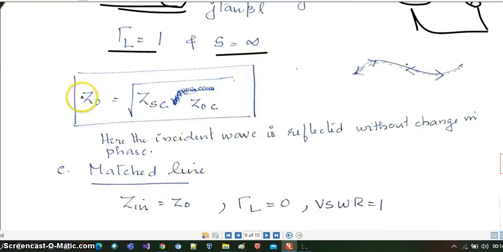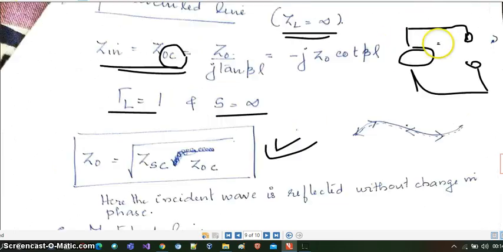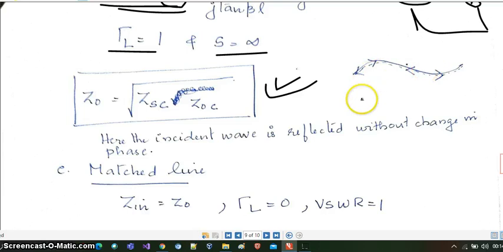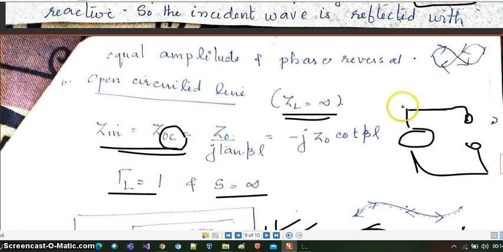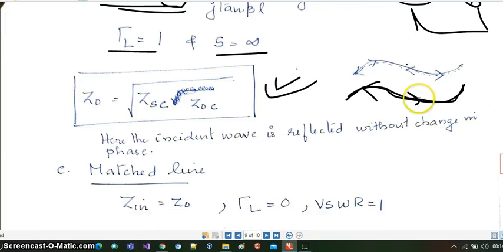And this is a relation connecting ZSC and ZOC: Z0, that is your characteristic impedance, will be the square root of the product of ZSC and ZOC. Okay, and this condition is important. Now in this case, if the load is open circuited, then the incident wave and the reflected wave will have the same amplitude without any phase change. So if it is short circuit, they will have the same amplitude with a phase change, and if it is an open circuit, they will have the same amplitude without a phase change.